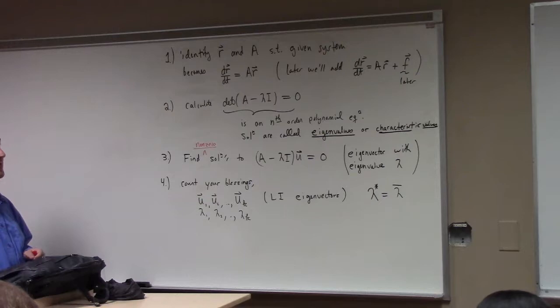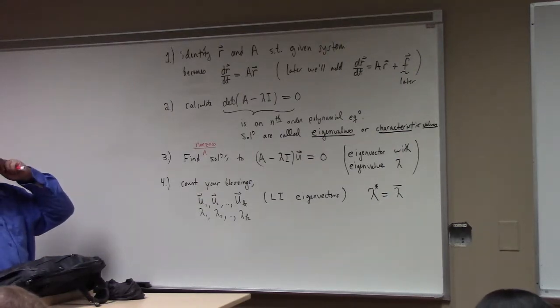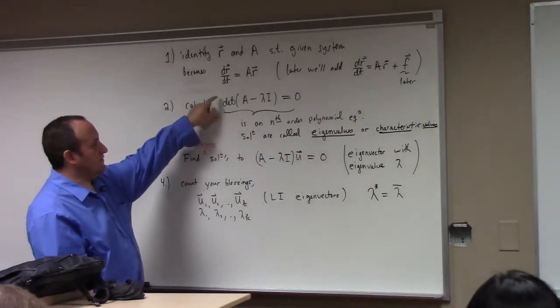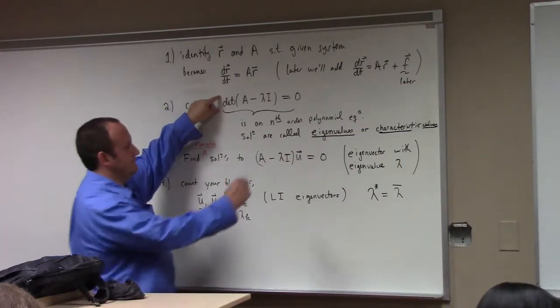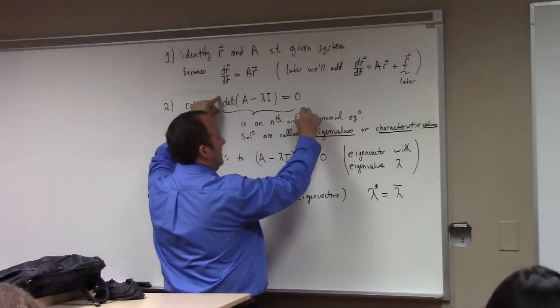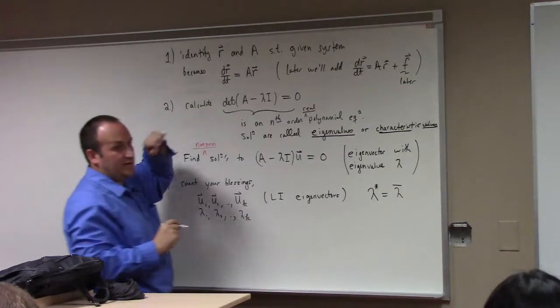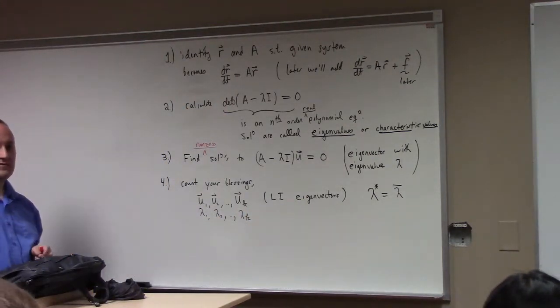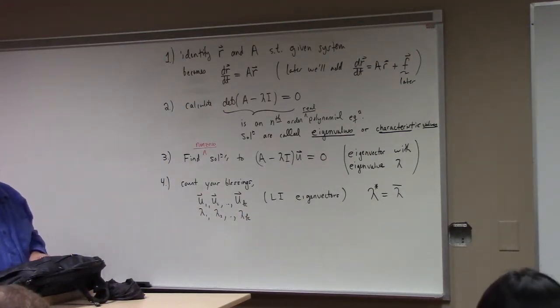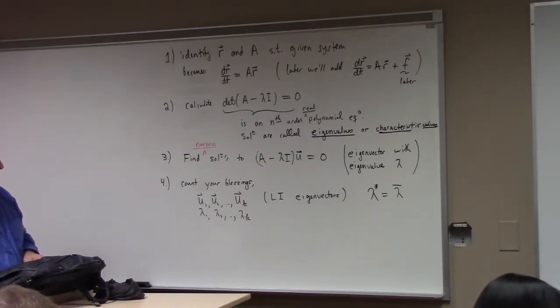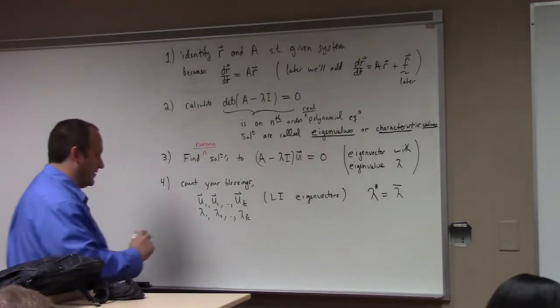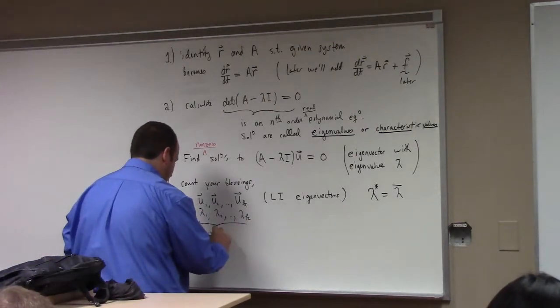They have to come in conjugate pairs because the matrix A is real, which means that the characteristic equation is a real polynomial equation. And real polynomial equations have complex zeros which must come in conjugate pairs. This is just algebra. All right. So, all right, fine. Count your blessings. And then let's suppose that these are all real. Suppose that these are real.